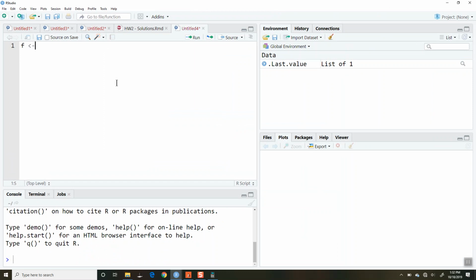All right, so f is going to be dnorm. Let's do a sequence. s will be a sequence from 0 up to 6 by 0.001, and we're going to take dnorm of s, but we want to multiply that by 2, and that is our f. And then our g is dexp of s. So let's go ahead and plot s versus f, type equals l.